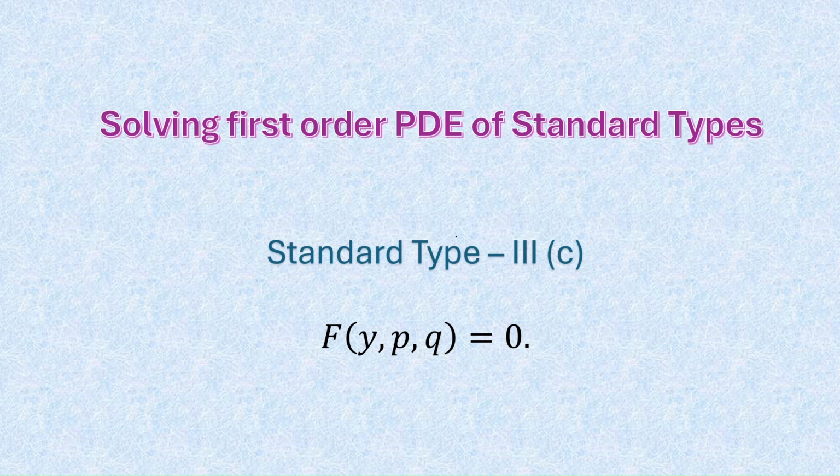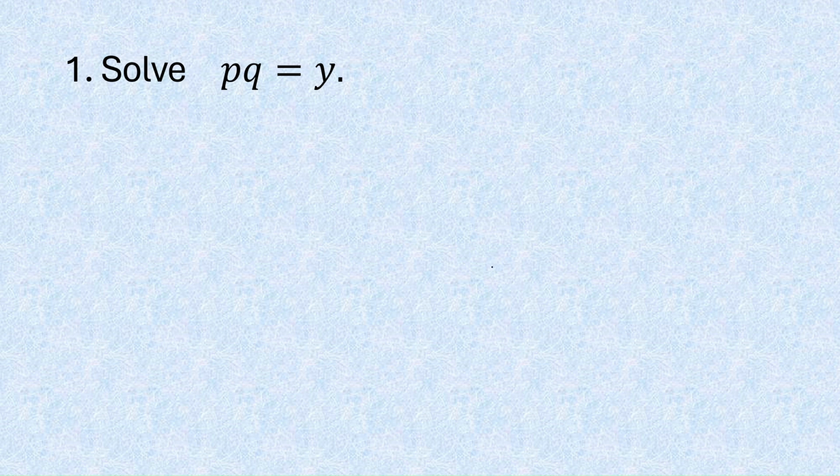In this video, we are going to solve the partial differential equation of standard type 3, where the function is of the form f(y, p, q) = 0. So the first question is: solve pq = y.